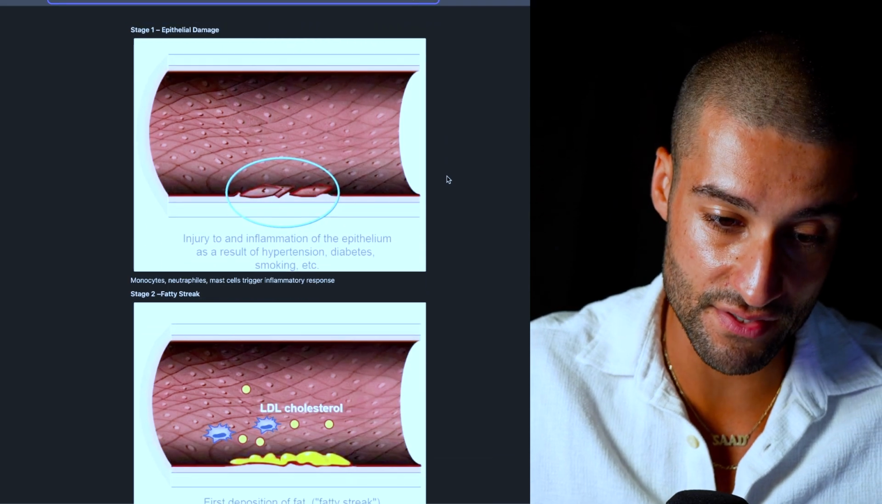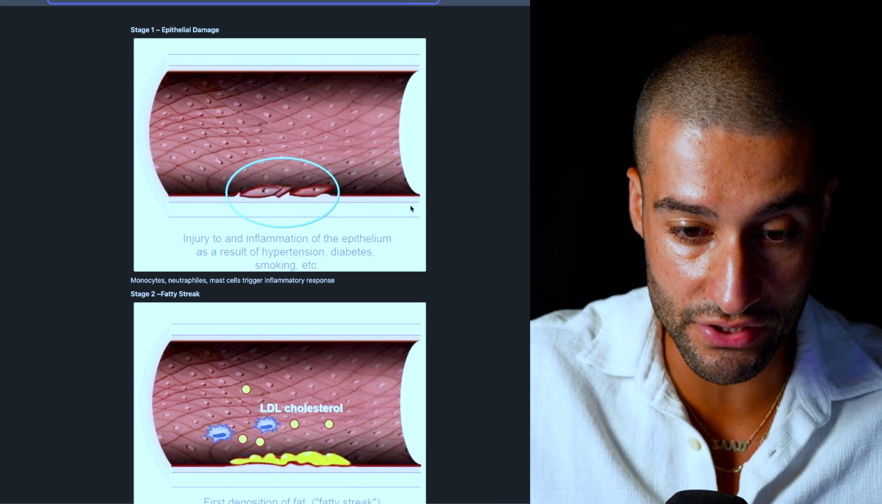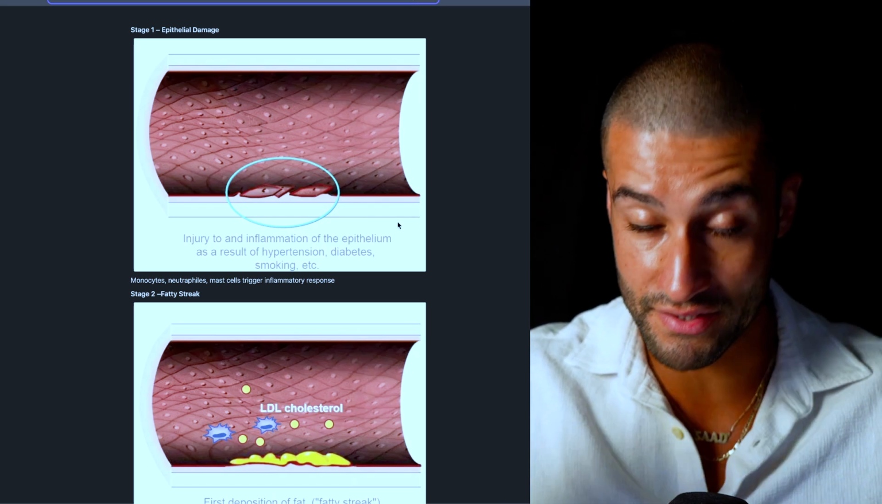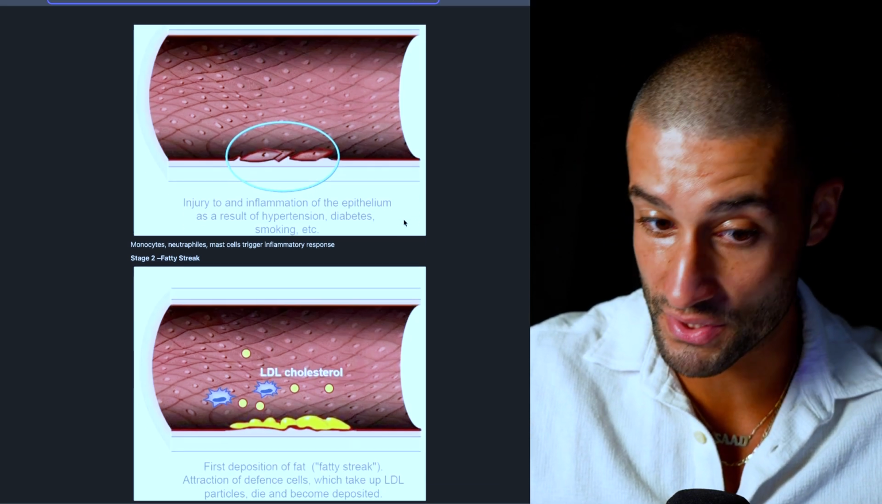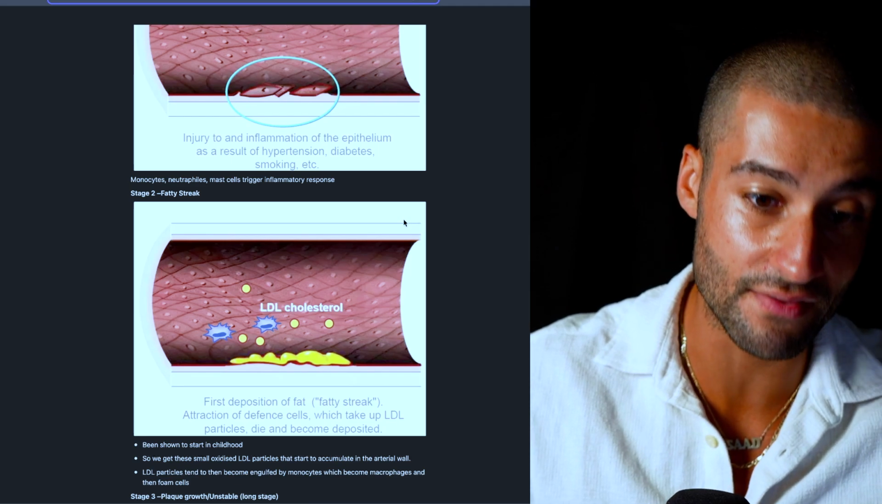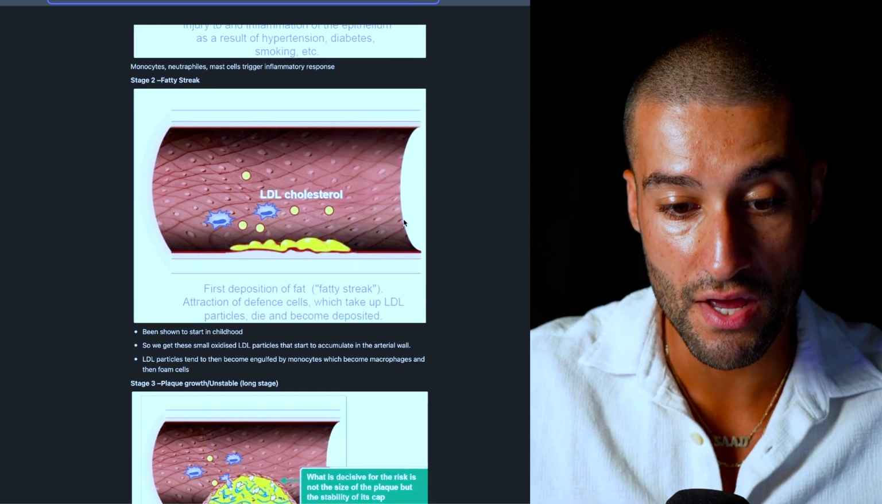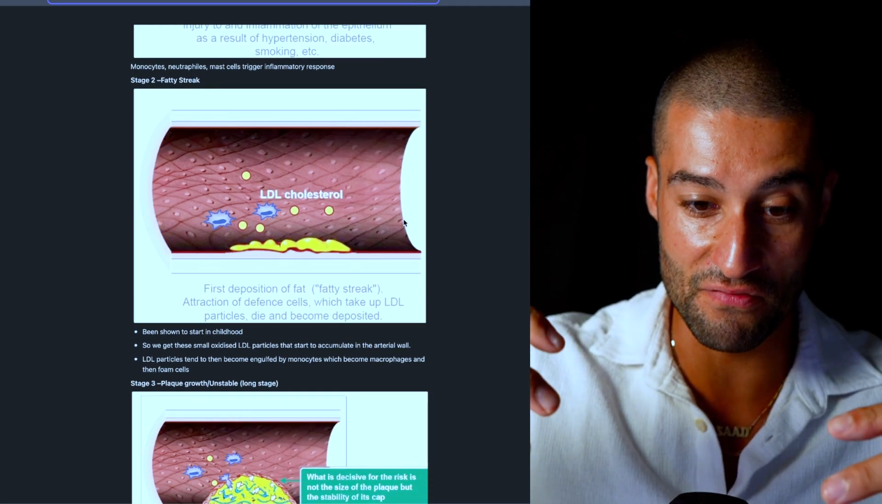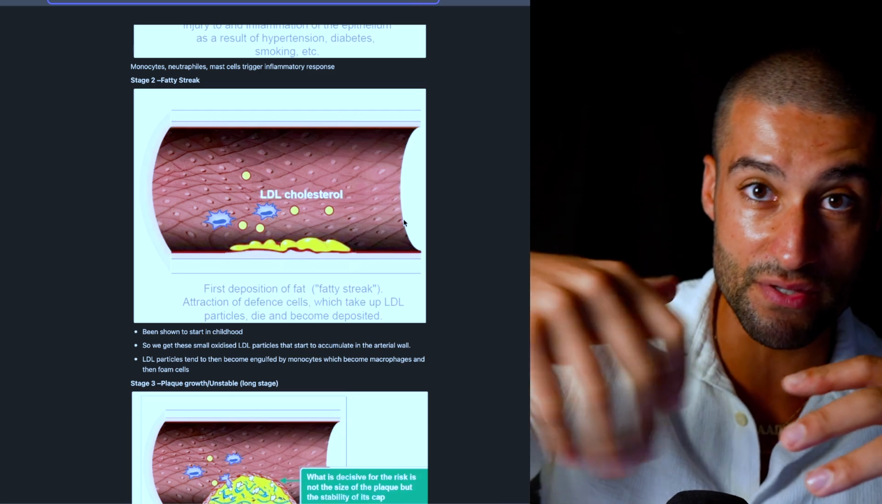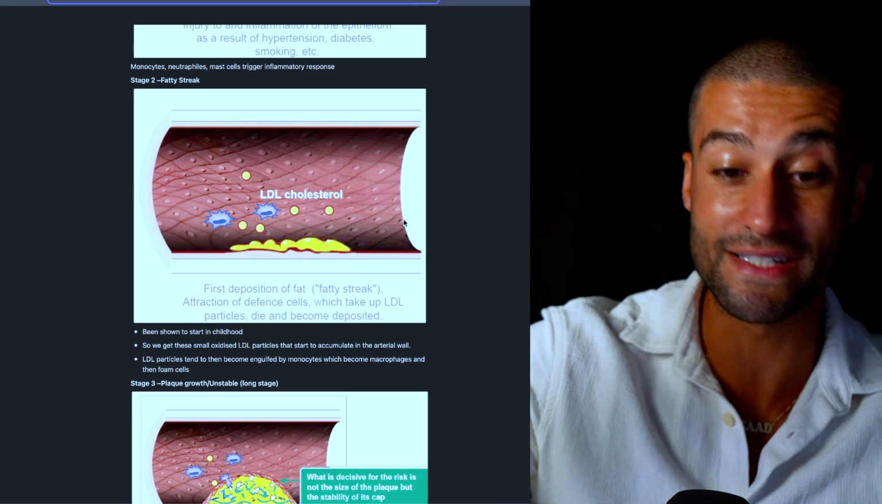But we can get ahead of this. We can definitely get ahead of this. There's an injury, there's an inflammation to the tissue. That happens usually quite early on in somebody's life. Again, this can be managed, this can be improved. We see the deposit of the fat. Then we see these things called defense cells, which take up the LDL.